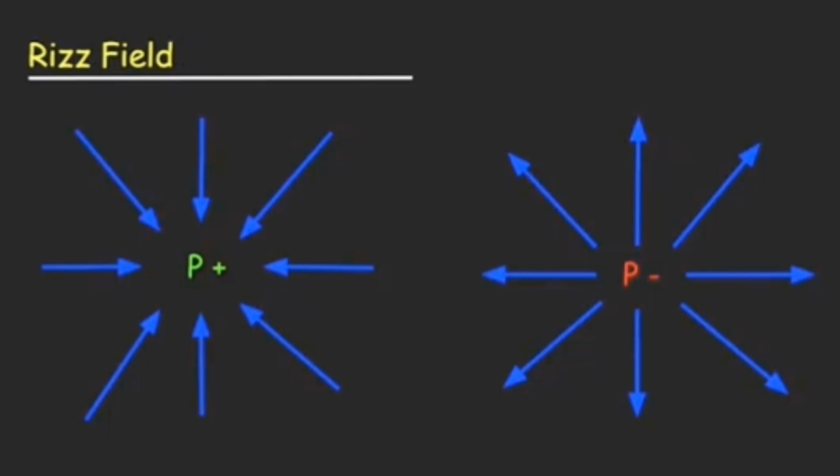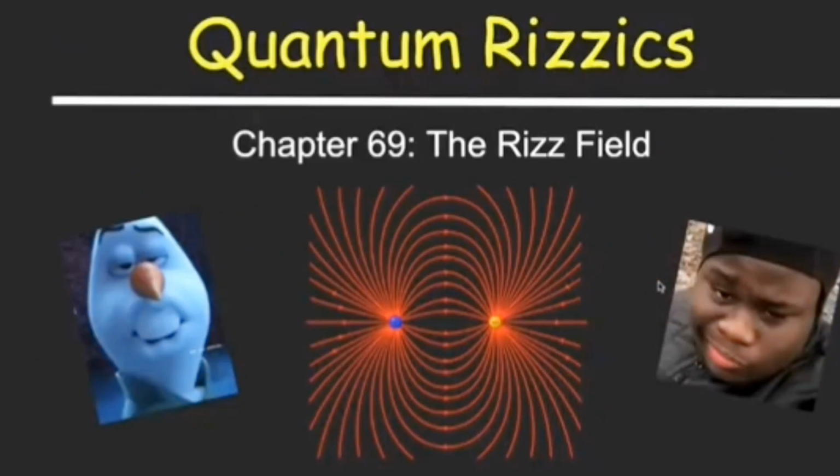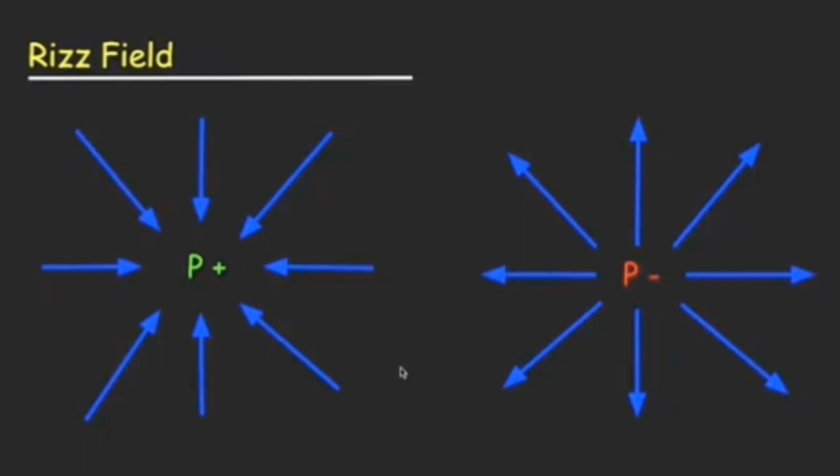Let's take a look at a visual of the Riz field between a guy with positive Riz and a guy with negative Riz. Now, I'm not an artist, okay? This is a more accurate representation of the Riz field, but just bear with me. Notice the differing directions of the arrows. P plus will have an attractive Riz field, whereas P minus will have a repulsive Riz field. And so this behavior will lead us to our Riz field equation.